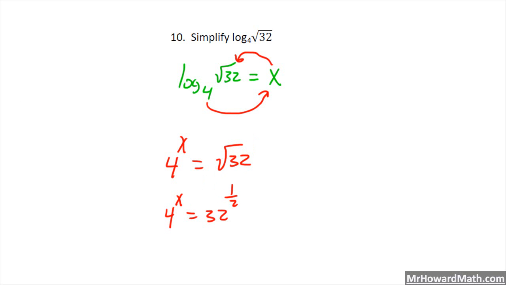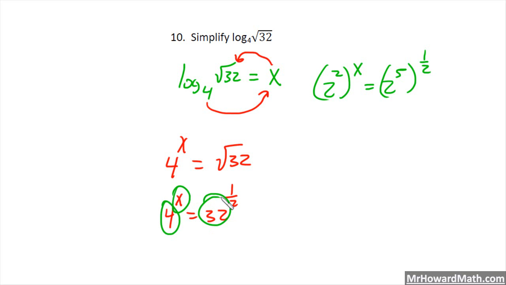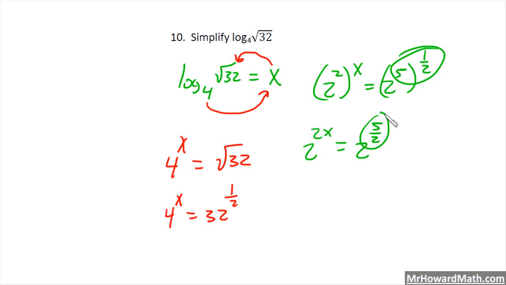And then I need to get like bases here, and I can do that because 32 is 2 to the 5th and 4 is 2 squared, so I'll do that next. So 2 squared raised to the x power is equal to 2 to the 5th raised to the 1/2 power. So I just made the 32 2 to the 5th and the 4 2 squared. I still have the exponent of x on the left and 1/2 on the right. Alright, so now outside to inside rules here, that would be 2 to the 2x power is equal to 2 to the 5/2 power, outside to inside, 5 times 1/2, 5/2.